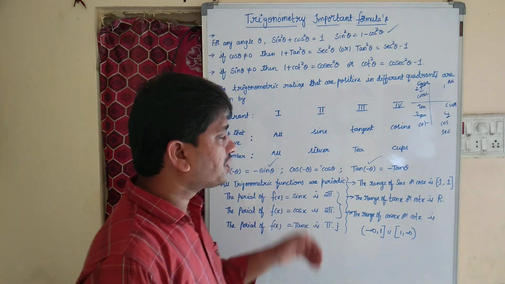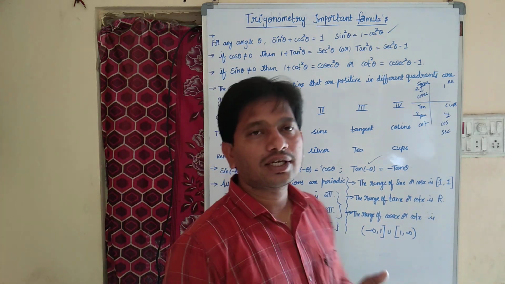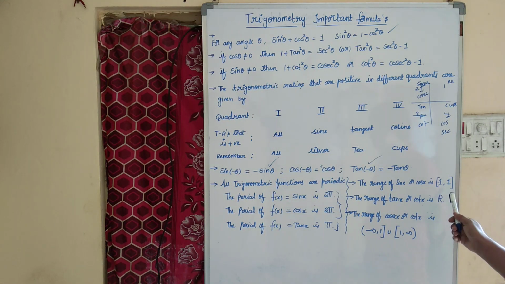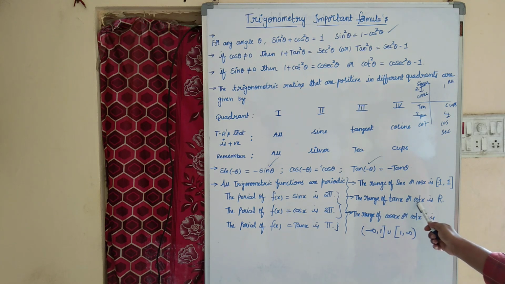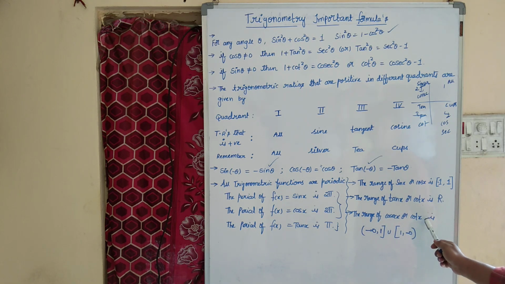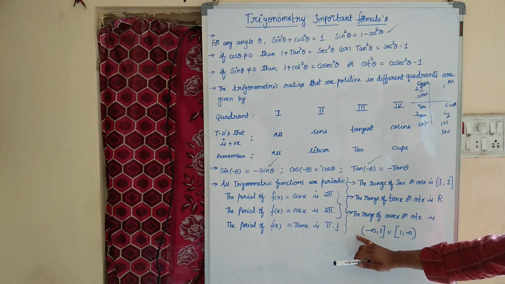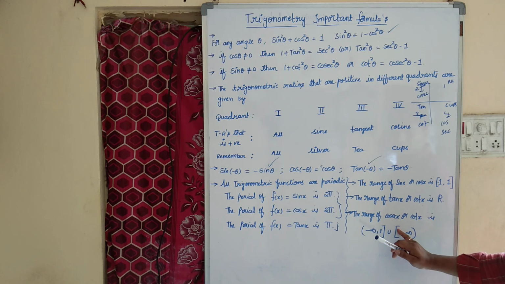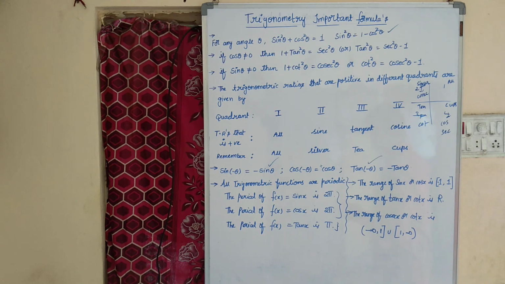Now coming to range, what about the range of sin x and cos x? The range of sin x and cos x is minus 1 to 1, and the range of tan x or cot x is real, or the range of cosec x or sec x is open bracket, minus infinity to minus 1, closed bracket, union 1 to infinity. Okay children?